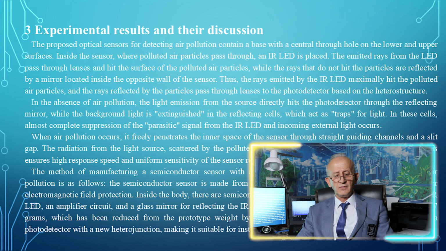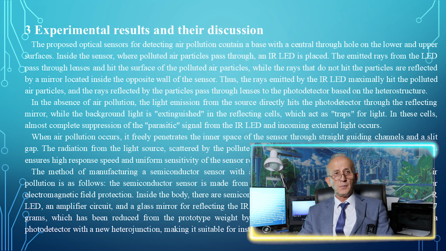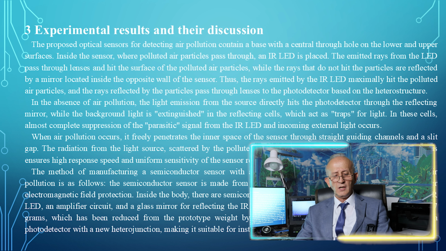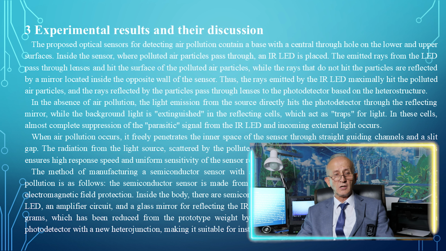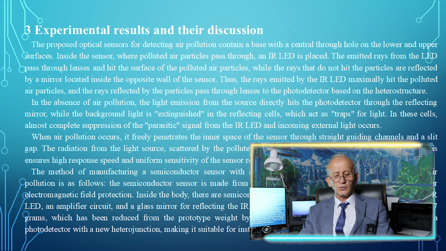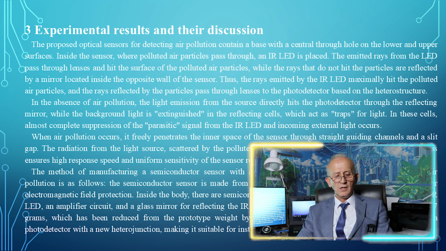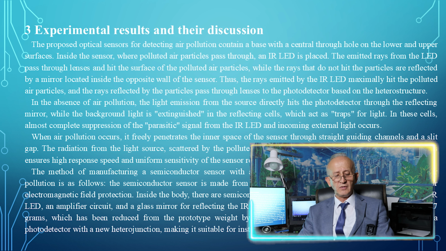In the absence of air pollution, the light emission from the source directly hits the photoconductor through the reflecting mirror, while the background light is extinguished in the reflecting cells, which act as traps for light. In these cells, almost complete suppression of the parasitic signal from the IR LED and incoming external light occurs.